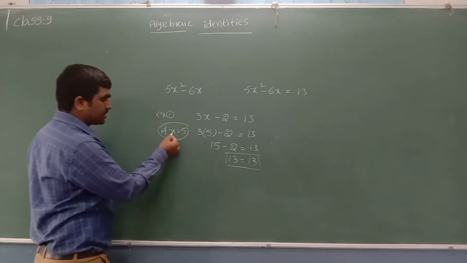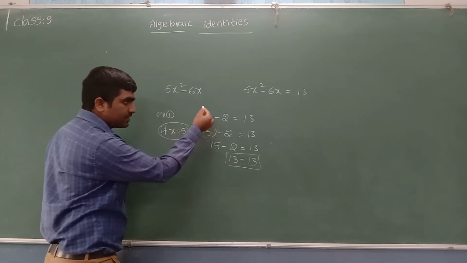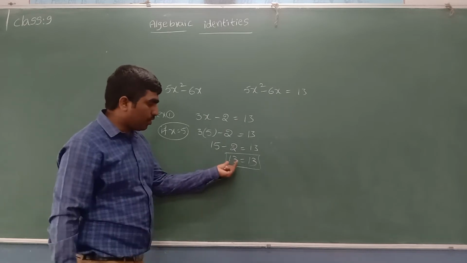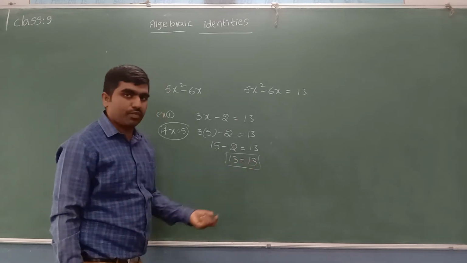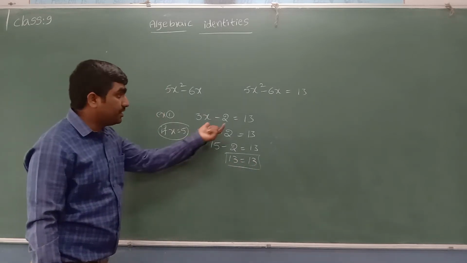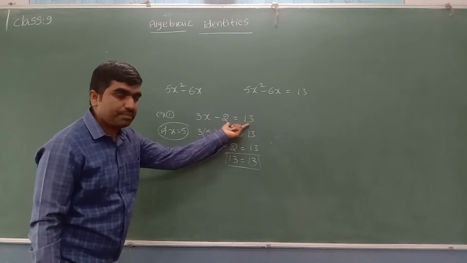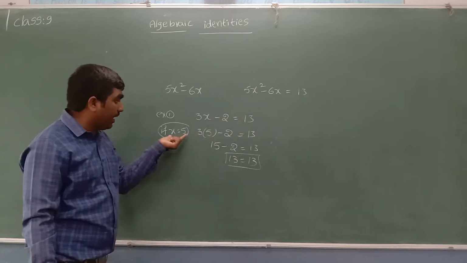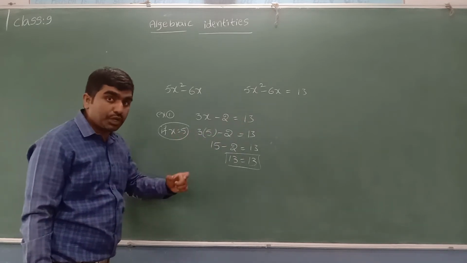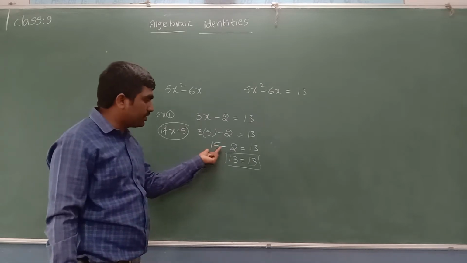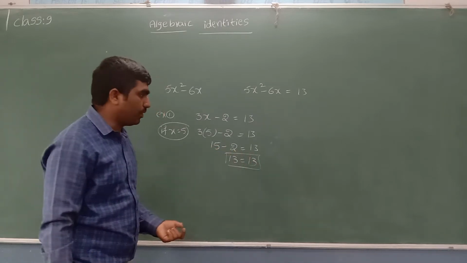So by taking x equal to 5 in this algebraic equation, I got both LHS and RHS equal. So what can we say? This is an algebraic equation which is true when x is equal to 5. Here, true is nothing but that which makes both LHS and RHS equal.